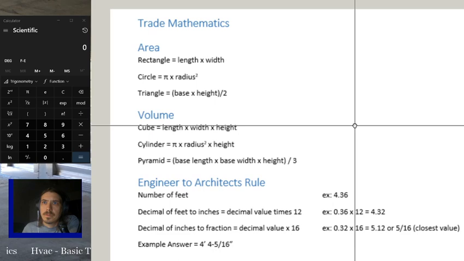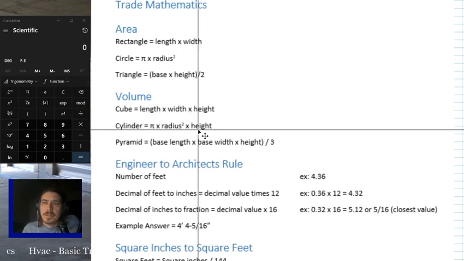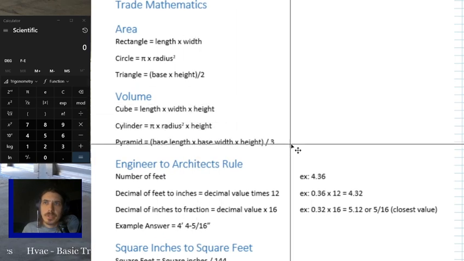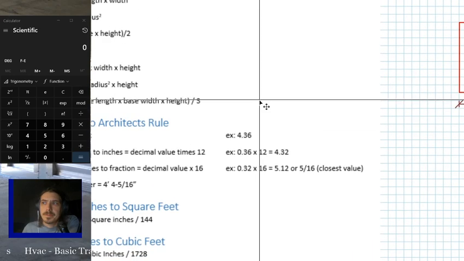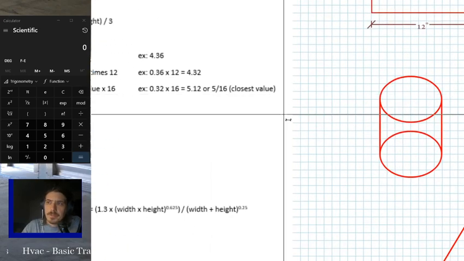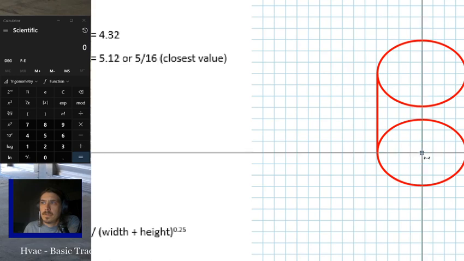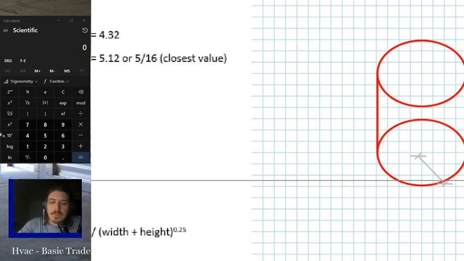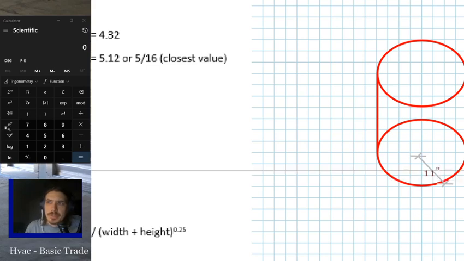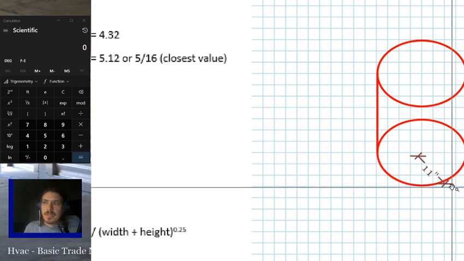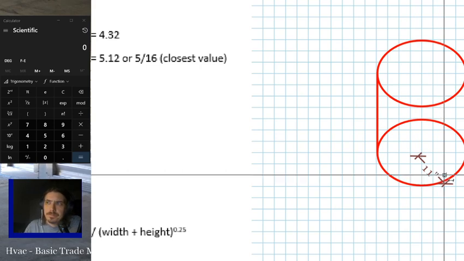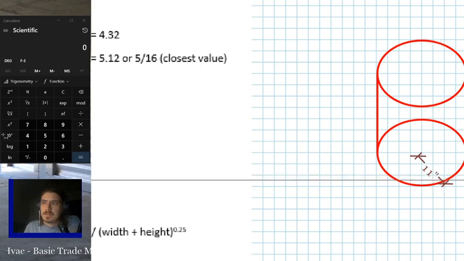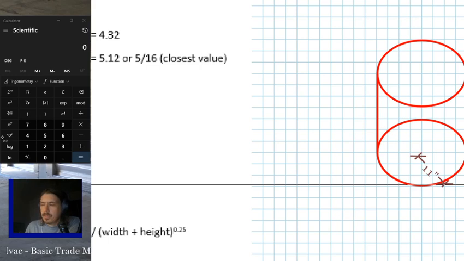Cylinders. Again, pi r squared, or pi times r times the height of the cylinder. So if this cylinder was, say, 22 inches wide, we're talking about something like a water heater. 22 inches wide would have an 11-inch radius. So we have 11 inches. It's 60 inches tall.